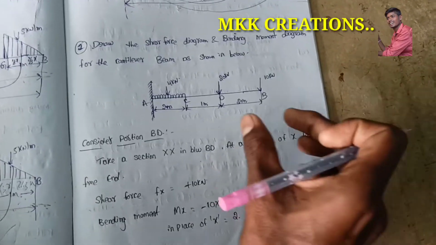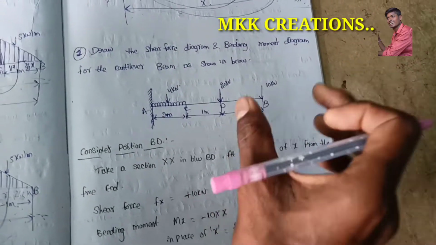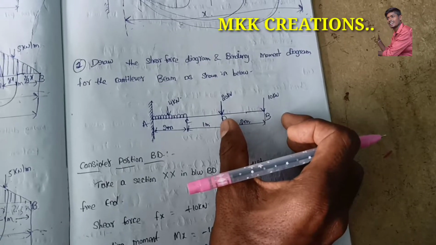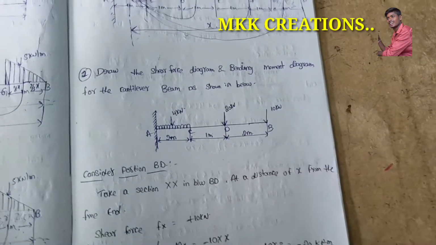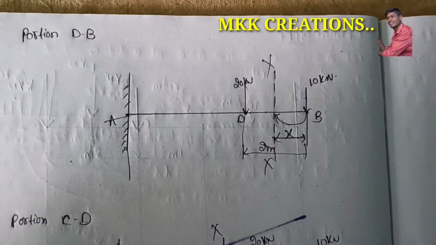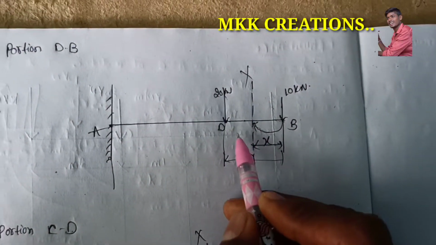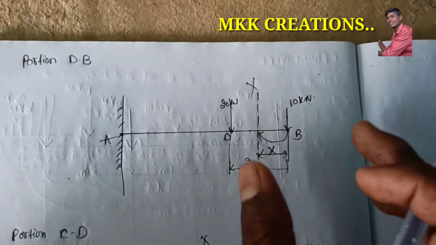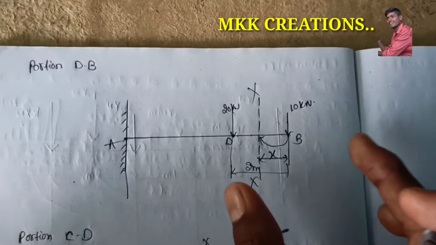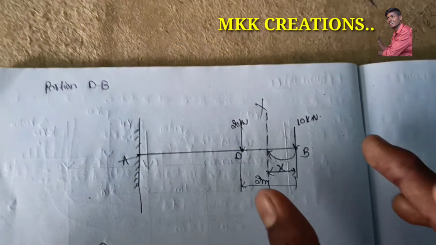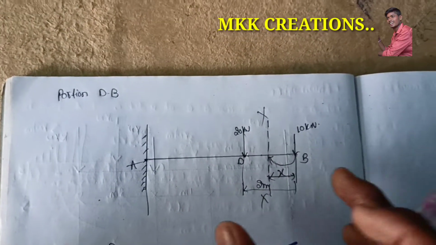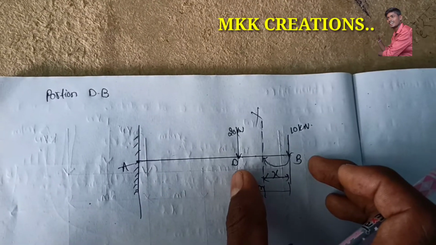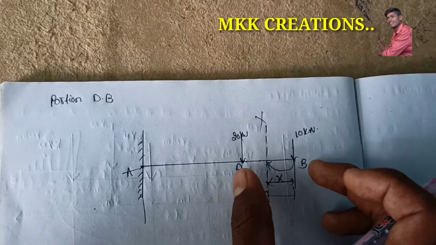So first of all we want to consider the portion BD. After considering portion BD, you divide a section XX here at a distance of x meter from the free end. See, like this. So now we are only considering portion BD. This is a very simple calculation, simple to understand. Everybody can understand this kind of procedure. So for that purpose I am taking only BD.